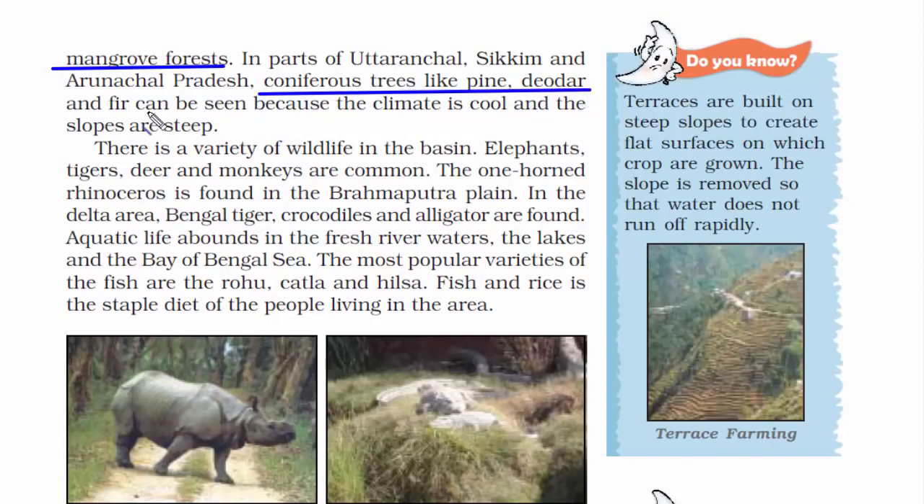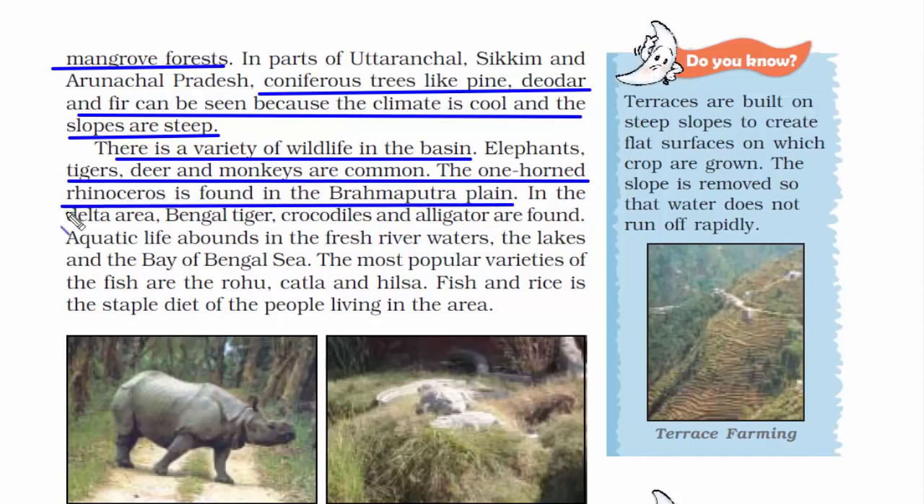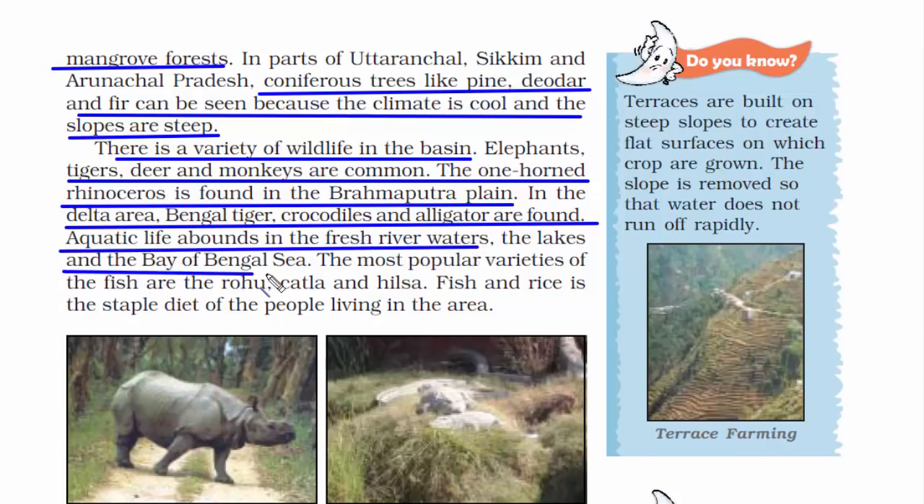In the mountainous region, you'll find coniferous trees like pine, deodar and fir because of the cold climate and steep slopes up there. There is a variety of wildlife in the basin. Elephants, tigers, deer and monkeys are common. The one-horned rhinoceros is found in the Brahmaputra plain. In the delta area, Bengal tigers, crocodiles and alligators are found. And we also have rich aquatic life in the fresh river waters, the lakes and the Bay of Bengal Sea.